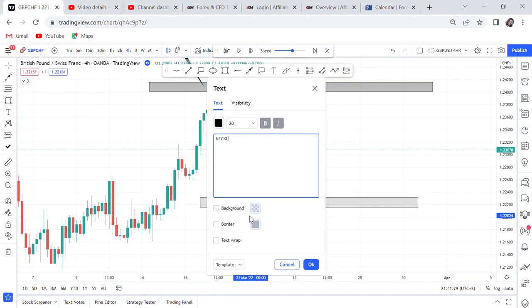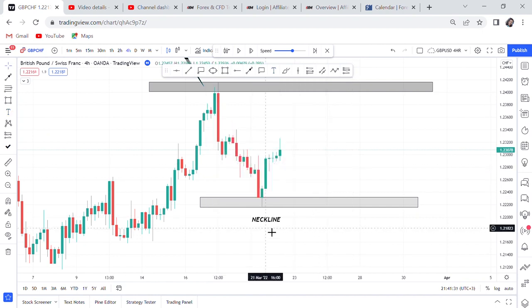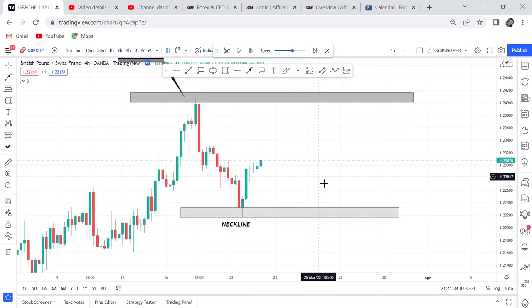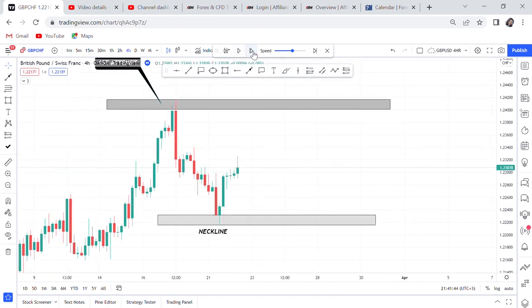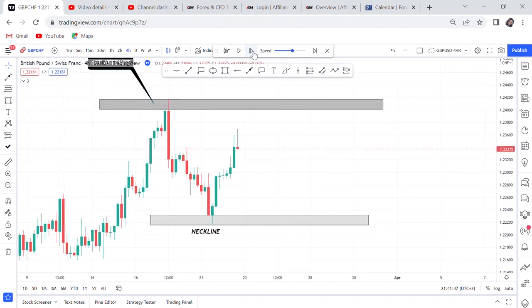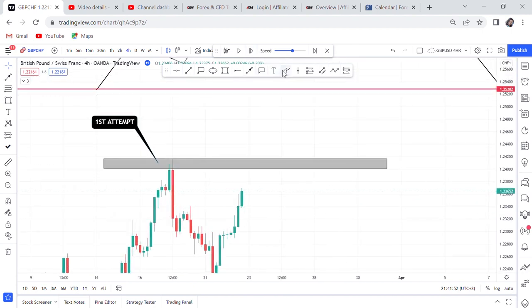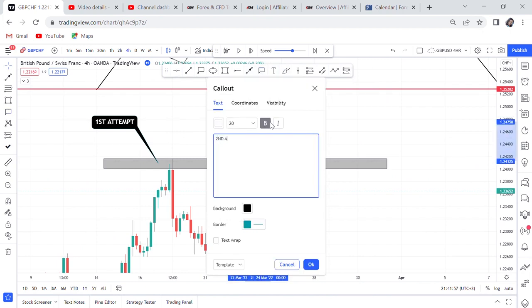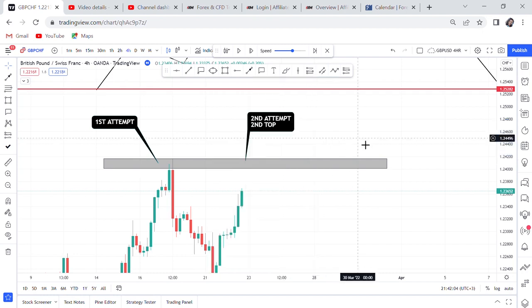So our neckline is where, as we have said, if you want to hit TP after you have gotten all the confirmation, our TP is this zone. Don't target more than this. So let's play and see what happens when the market starts approaching our second zone. You can write, for me I write second attempt or second top, whichever you want. For you to be alert, this was the first attempt, first top.